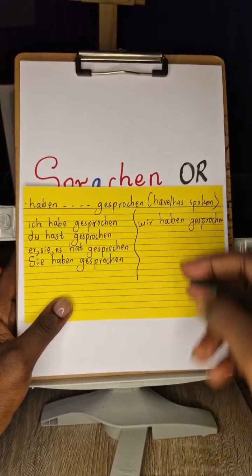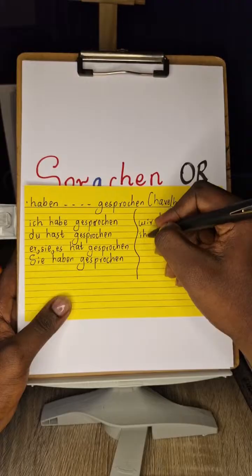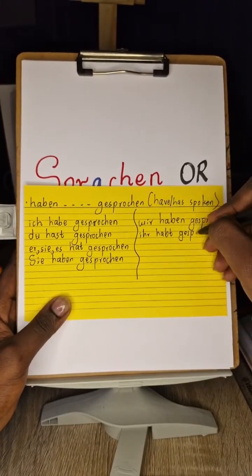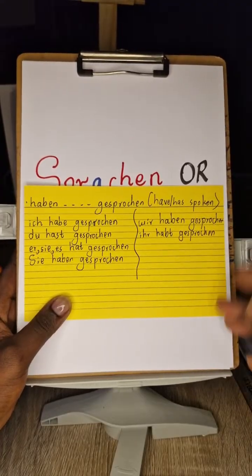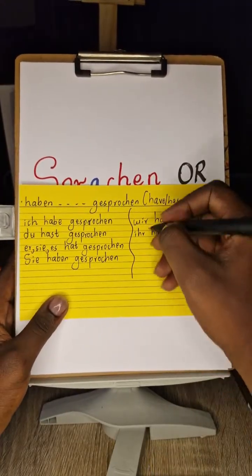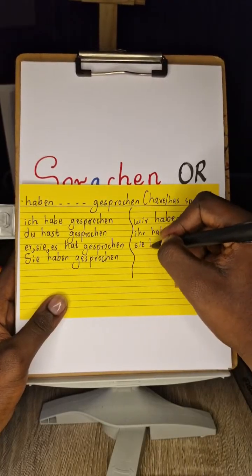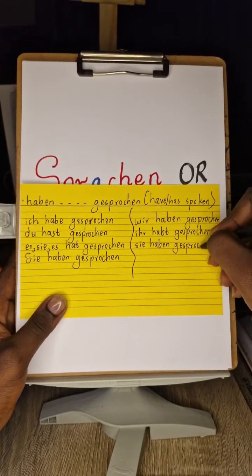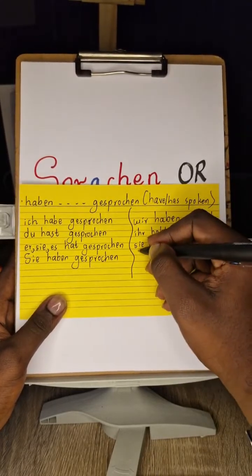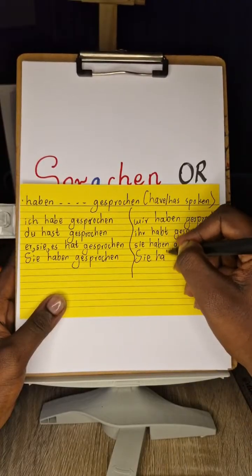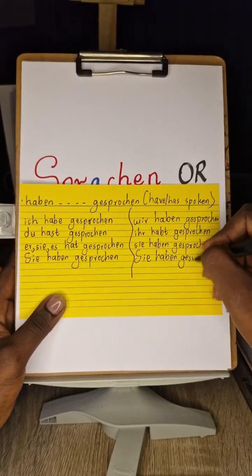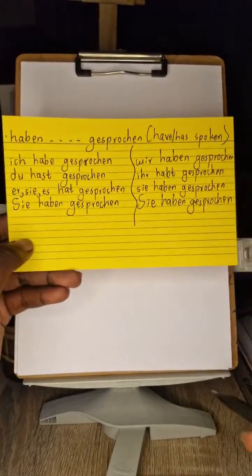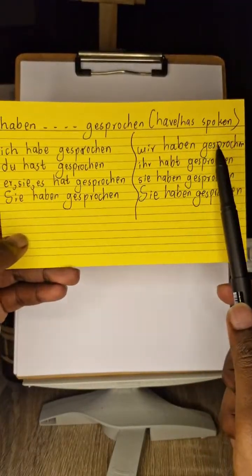Wir haben gesprochen. And then habt gesprochen. Ihr habt gesprochen. You have spoke. And then the plural, they have spoke. Sie haben gesprochen. They have spoke. And then lastly, the Sie remains the same. Sie haben gesprochen. Okay, so you now see how I conjugate it in the perfect, have or has spoken.